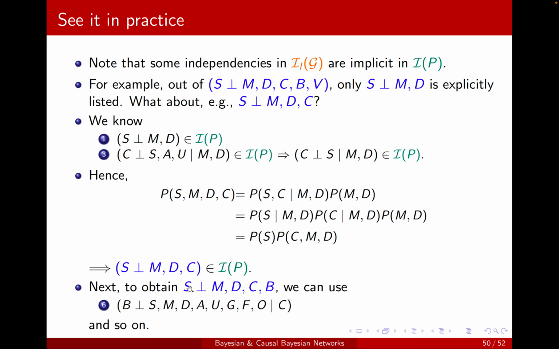Now, if you want to add the other one, B, you should use number 6 where it says B is independent of this, and you can try to use some tricks such as if you have C here, you can add it here. If you have M and D here, you can add it on the right side, and you can omit some other ones, and so on. I will leave it as an exercise for you.